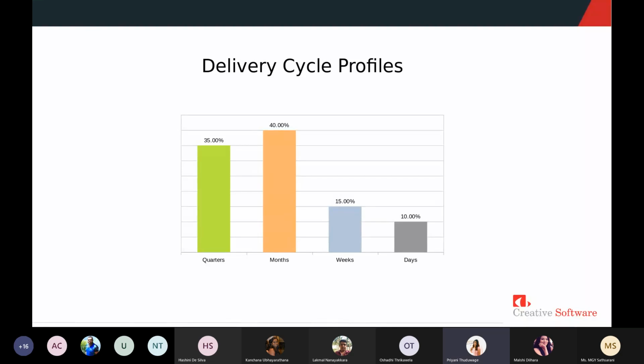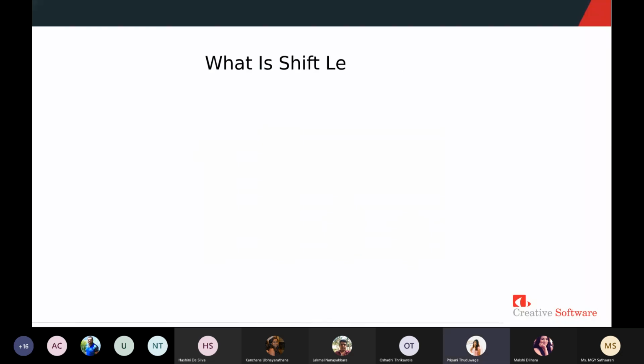When an organization is able to fully transition to an automation process, it can release very frequently. Whenever a change is committed and passes all the quality gates, it is automatically pushed to the customer. These are the different kinds of deliveries we can see in society today. Now let's move to what shift left testing is. If you have any idea, you can say it now.